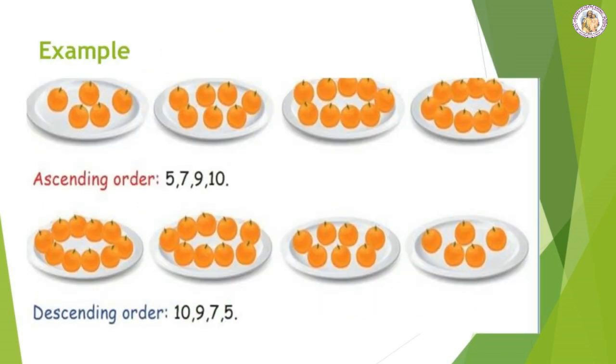We can see another example. The oranges in the plates are arranged by counts. We can arrange the plates according to the numbers of oranges in them. So, first 5, 7, 9 and 10. What order is it? Is it increasing or decreasing? Yes, it is increasing. They are placed in an ascending order. The next one, see here, 10, 9, 7, 5. The number of oranges in the plates keeps on decreasing. So, it is a descending order.